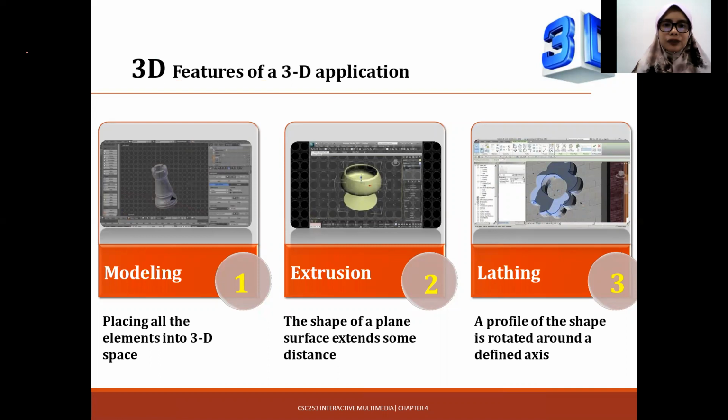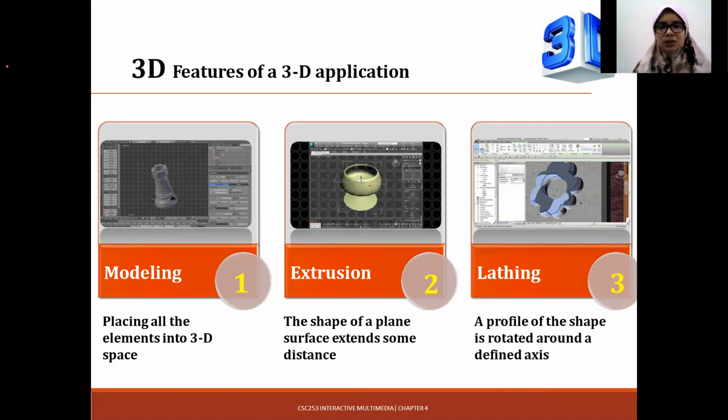Okay. 3D features. First we have modeling. What modeling means is we place all the elements into 3D space. So if you need to use a cylinder, a circle, or a sphere, for example, you place all the elements into 3D space. Just put it there.